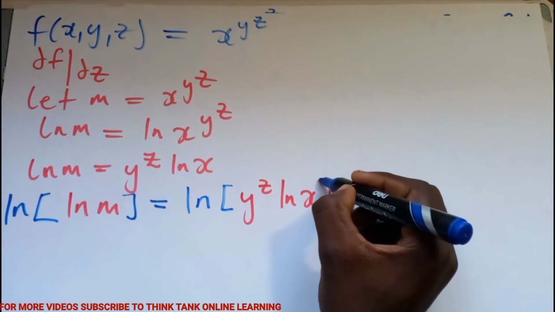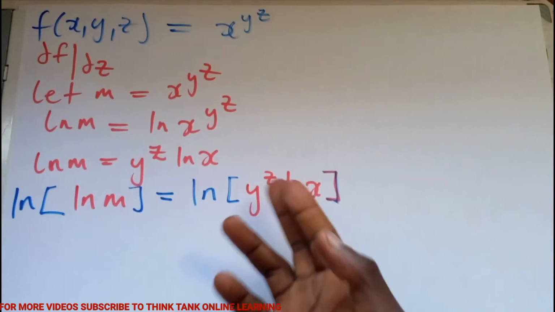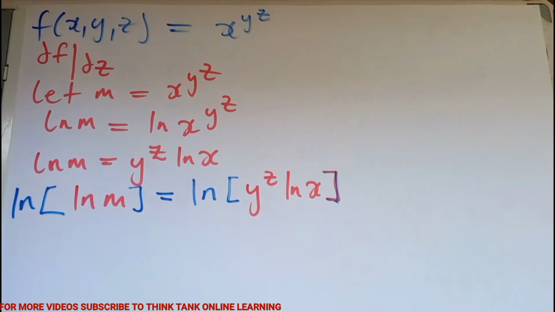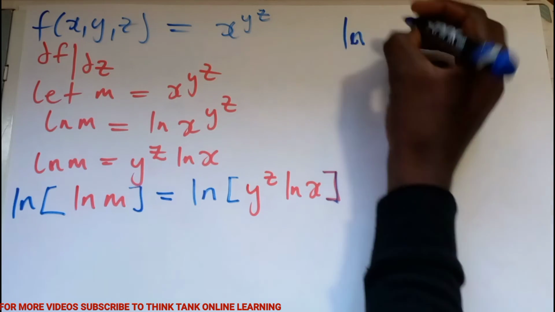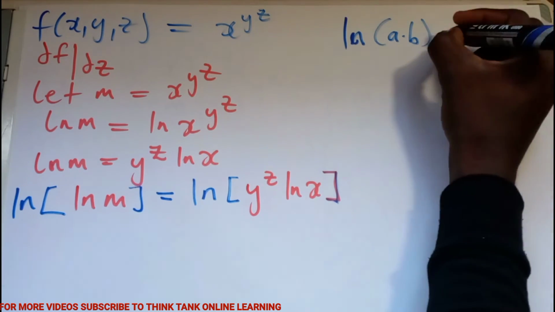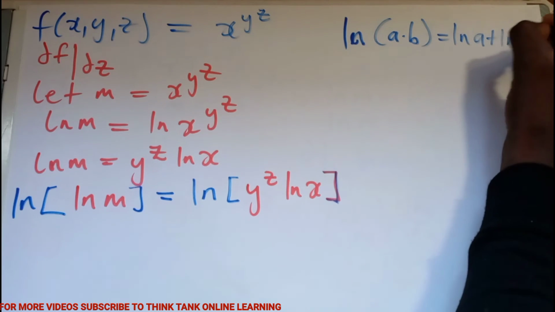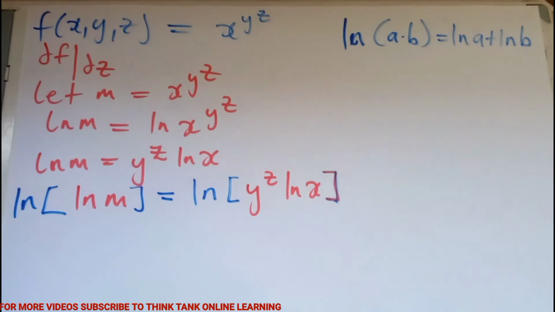Okay, should have written this in blue. As you can see, we have ln m, it's not ln squared. Now we can apply the product rule. Let's say we're given a log: ln(ab) is the same as ln a plus ln b. So we're going to do the same here.